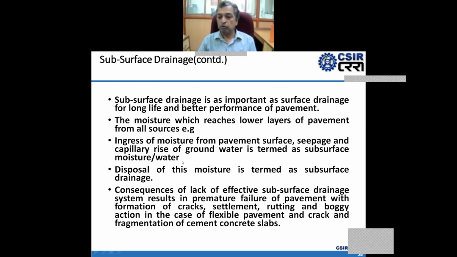So for subsurface moisture, two types of water will be considered. One is water coming from the top into the pavement, and another one is water coming from the capillary rise. So disposal of this moisture is termed as subsurface drainage. The consequences of lack of an effective subsurface drainage system are premature failure of the pavement with formation of cracks, settlement, rutting, pumping action in the case of flexible pavement, and cracks and fragmentation of cement concrete slabs.